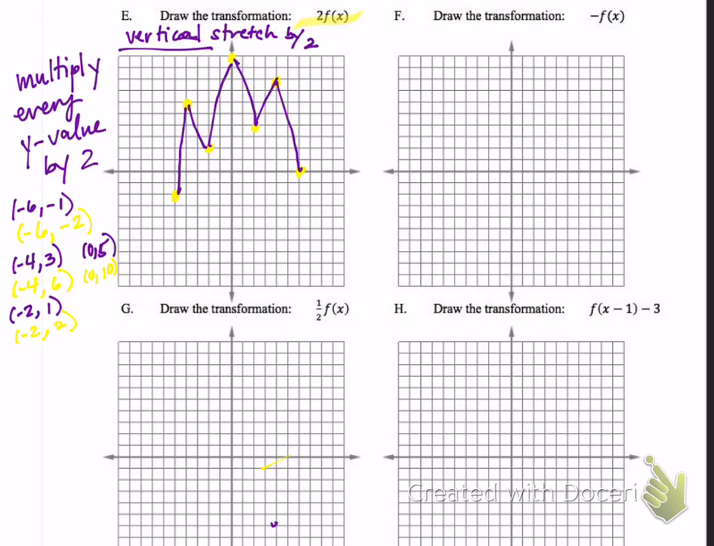The next one, so F, what is happening to F? It reflects over the x-axis. So that just means that it is flipping. So what do you think I'm going to do to all of my y values? I'm going to flip the sign, right? So I'm going to take each y value and flip the sign.